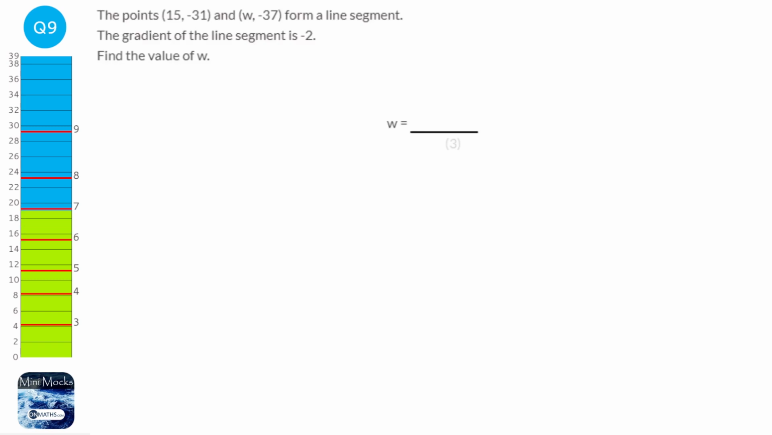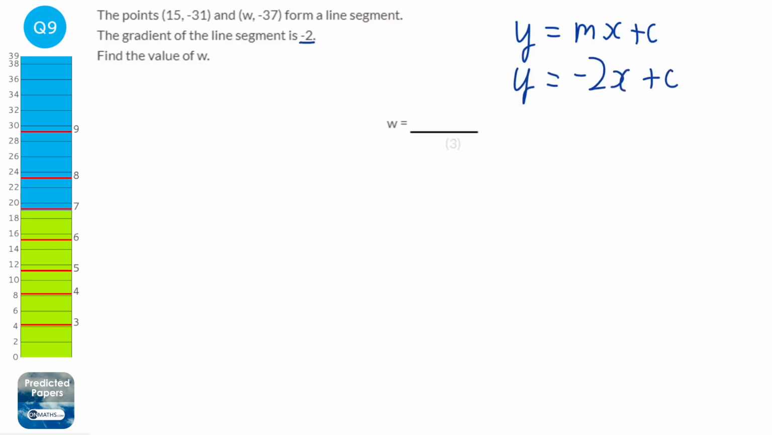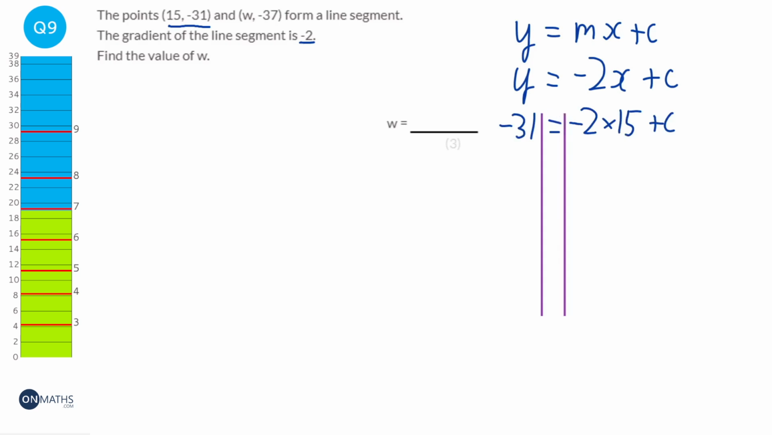So we're going to start by understanding that all lines form or can form an equation y equals mx plus c, with m being the gradient and c being the y-intercept. It says here the gradient is -2, so we've already got a bit of a head start with this, but we don't know what the y-intercept is. So we're going to use this first set of coordinates to work out what the y-intercept is. So y is -31 and x is 15.